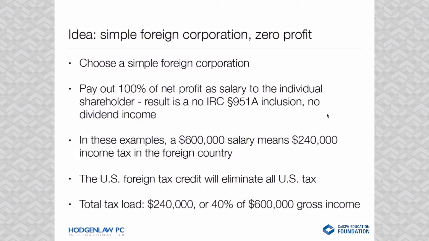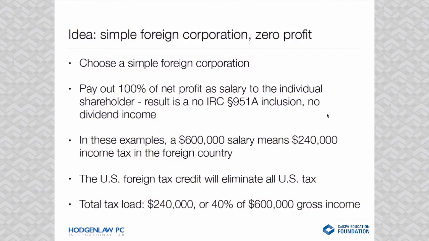So let's just do a thought experiment. I didn't do a math table. $600,000 gross income at the level of the corporation, minus a $600,000 salary to the shareholder. What does that do? Well, in the foreign country, you've got $600,000 of salary income times 40% is a $240,000 personal income tax liability, zero corporate tax.